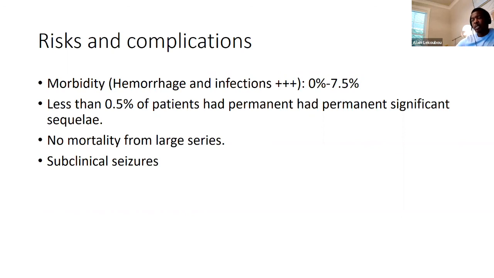Just less than 0.5%, actually 0.4%, will have a permanent deficit from the procedure. And we also know that sometimes when you go in with a little depth electrode, you can cause a subclinical seizure. It's a seizure that you see only on the EEG, but the patient will have nothing. So the risk, when you compare that to the benefits, is really acceptable. I would go for that if I had to.